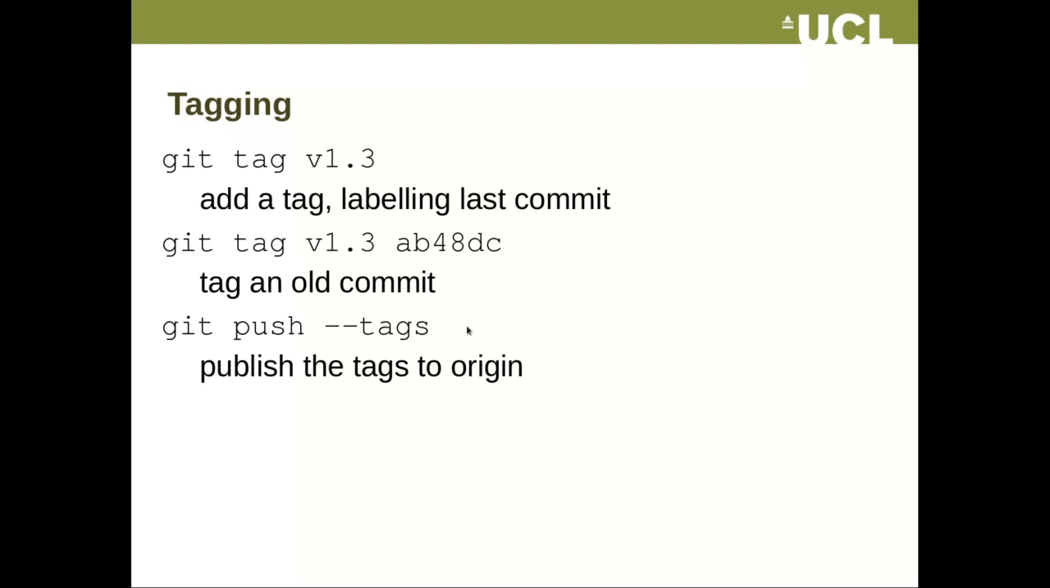Once you want to push these tags onto the central repository or the master repository, you do git push --tags, and that will push all of the tags to the origin, which, as I said, origin is an abbreviation for the central master repository.